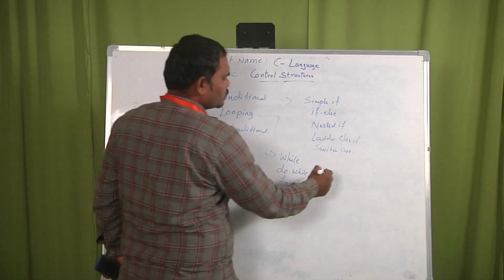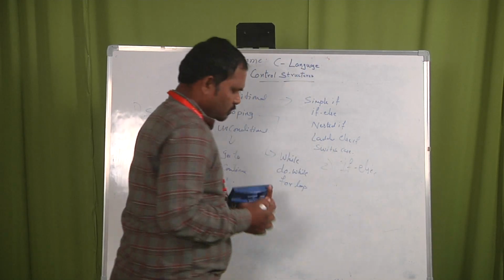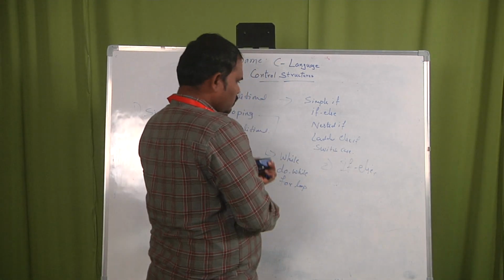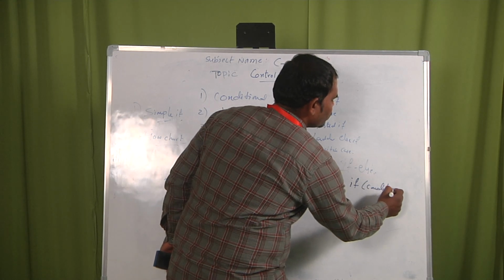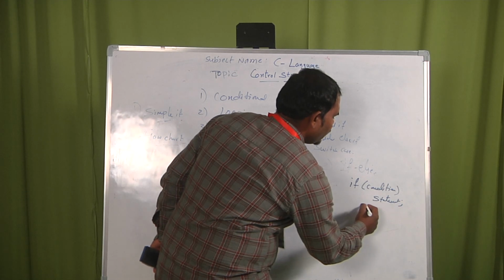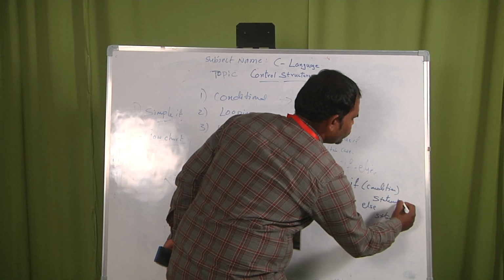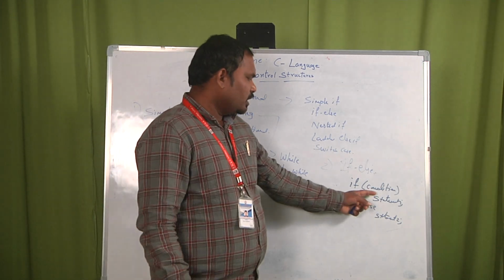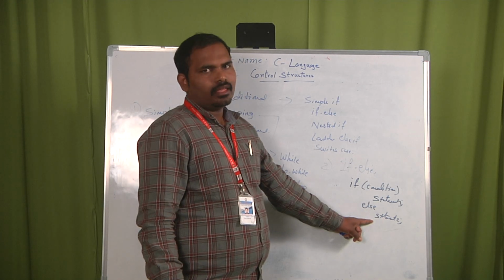Second one is if else. In if else, we are giving a condition. If the condition is true, then only the below statement will be executed. Else, statement 2 is executed. This is statement 1, statement 2. In if else, we can give two statements. If this condition is true, then only statement 1 will be executed. Else, statement 2 will be executed.